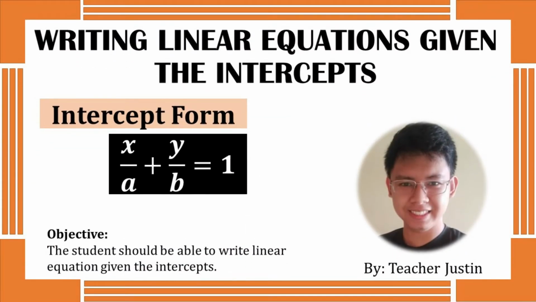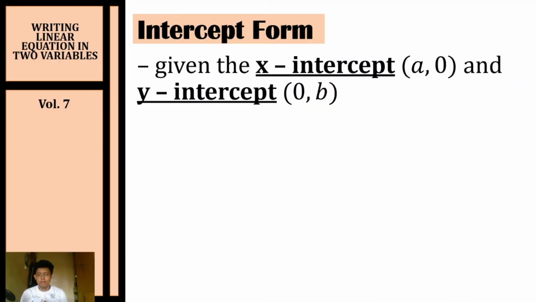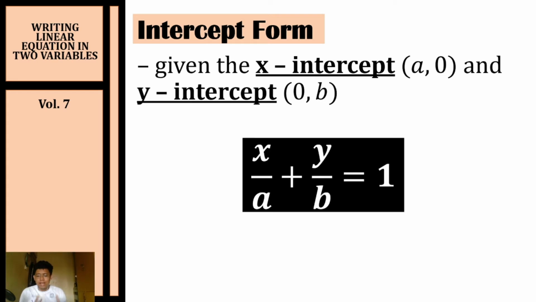On today's topic, we're going to write linear equation given the intercepts. In writing linear equation in two variables, if you're given the x-intercept and the y-intercept, we're going to use the intercept form. Our intercept form has a formula, x over a plus y over b is equal to 1. That's the formula of our intercept form, and you can only use this if and only if we have our x-intercept and our y-intercept. Take note that the coordinate of our x-intercept is (a, 0) and our y-intercept is (0, b).